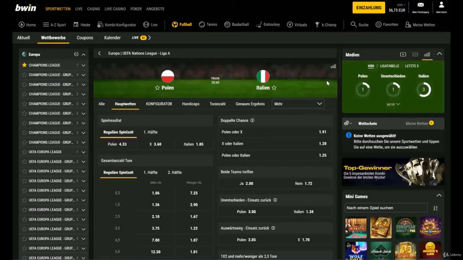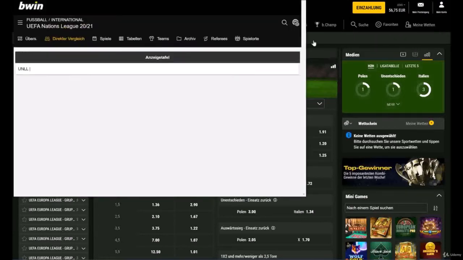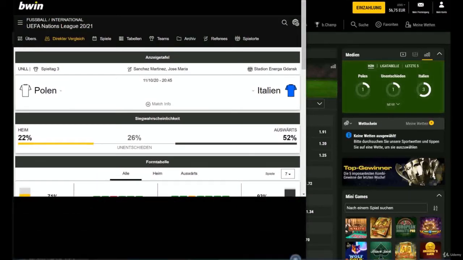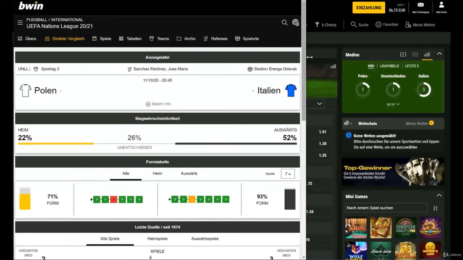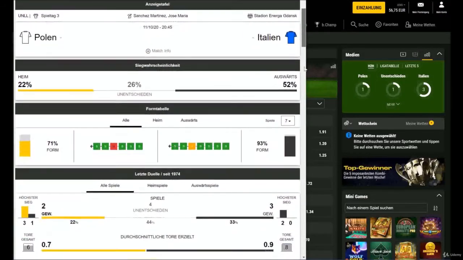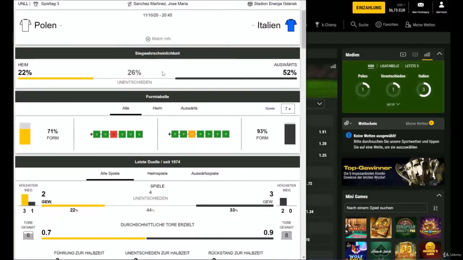This is a European bookie I use sometimes. It's called bwin, and I got this matchup right here. These are the odds, and here is a little point where I can check some stats. Game will be played in Poland, in Gdansk, and it's pretty obvious Italy is a favorite.